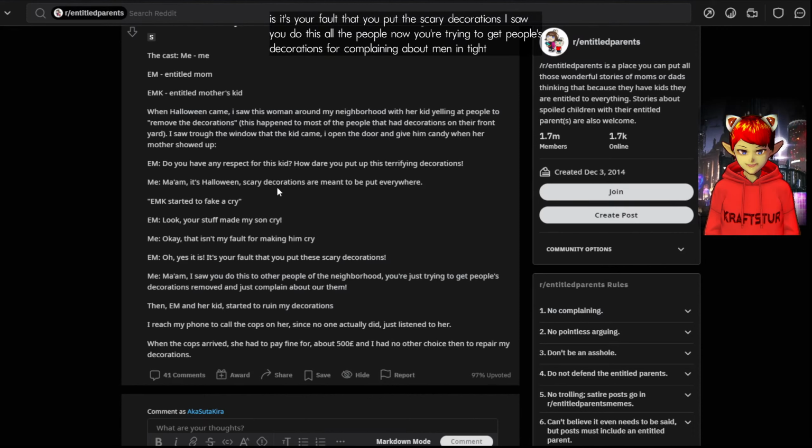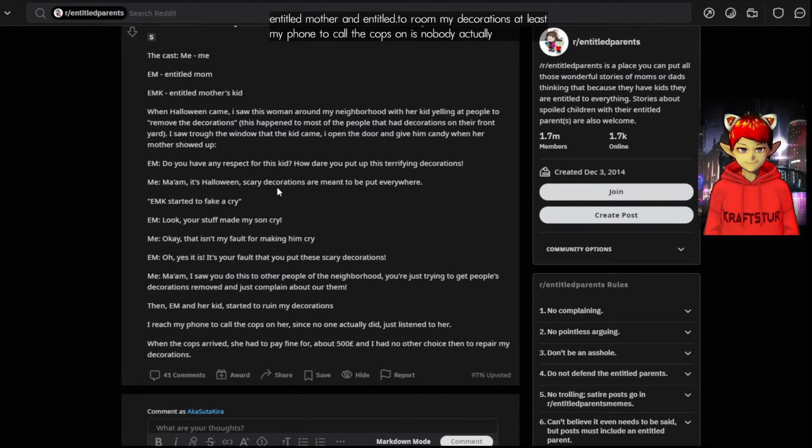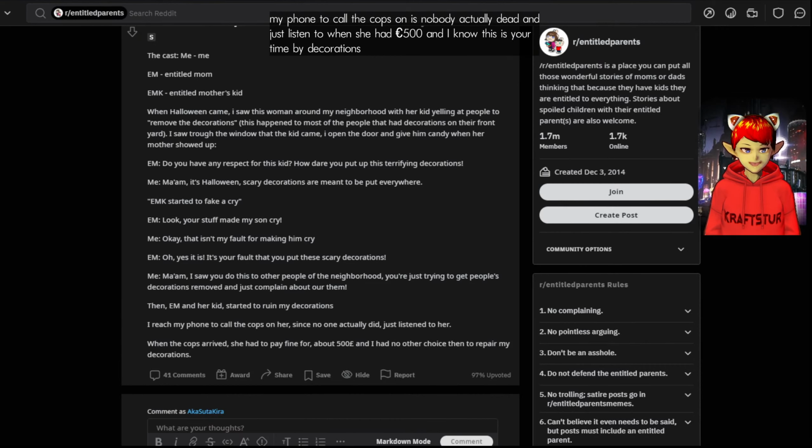Then entitled mother and her entitled kid started to ruin my decorations. I reached for my phone to call the cops on her. When the cops arrived, she had to pay a fine of about €500, and I had no other choice than to repair my decorations.